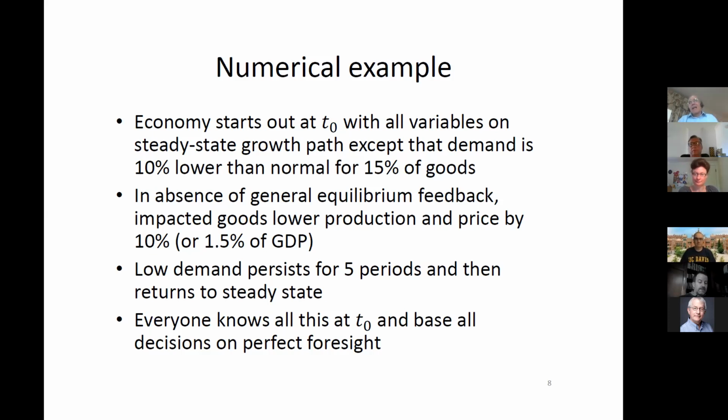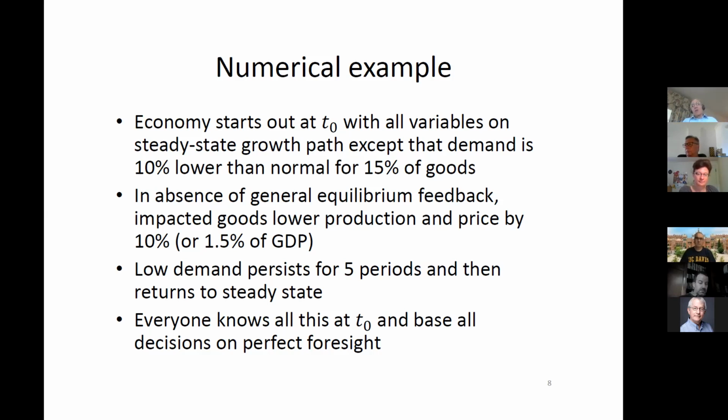So in the absence of general equilibrium effects, which are built into the model, basically what happens is those goods that have lower demand are going to lower production by 10% and lower the price by 10%. That's an endogenous choice they make along the steady state growth path. The elasticity of demand turns out to be 1, so it's a 10% drop in price and a 10% drop in quantity. If there's a 10% drop in quantity for 15% of the goods, this is roughly a 1.5% shock to GDP.